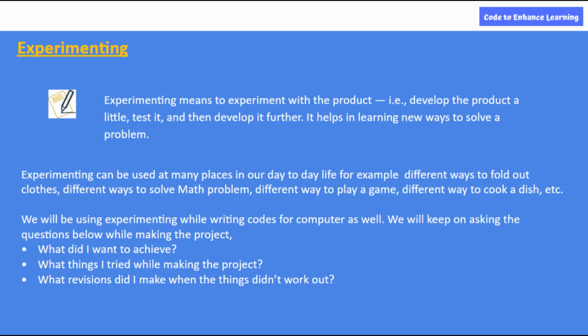We will keep on asking the questions below. What did I want to achieve? What different things did I try while making the project? What revisions did I make when things didn't work out? So, you should keep the above questions in mind during the lesson and note them down. We will recap these questions at the end. It is exciting to experiment while writing code.